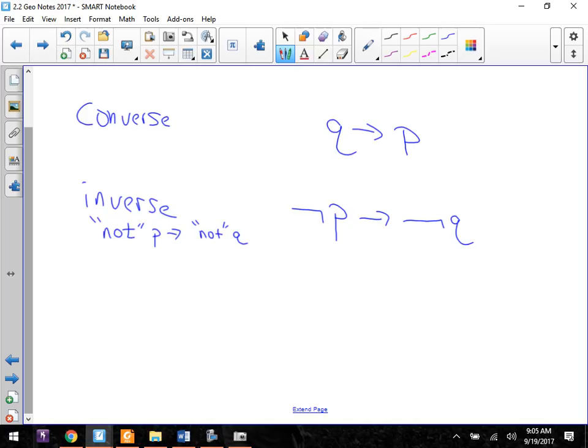Conditional, P implies Q. Converse, Q implies P. Inverse, not P implies not Q. And then the last one, which is the weirdest sounding one, is called the contrapositive. What the contrapositive does is: not Q implies not P. And this flows really cleanly if we use the simple example of our lines being perpendicular, and I'll show you how all this works.